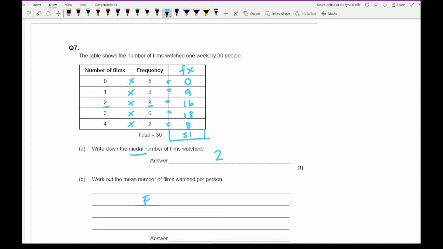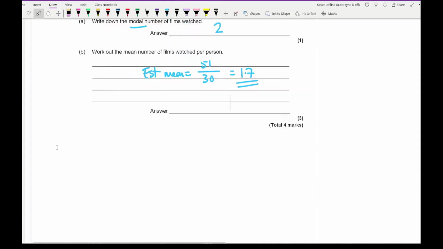So then the mean is going to be the total of fx, which is 51, divided by the total frequency, which is 30, and that gives me an answer of 1.7. Does that seem correct? Well, yes, because the most popular groups were 1 and 2, and my answer is very close to those two numbers.